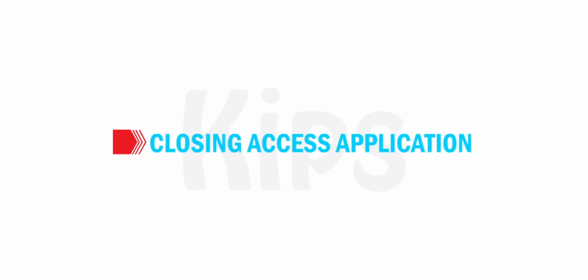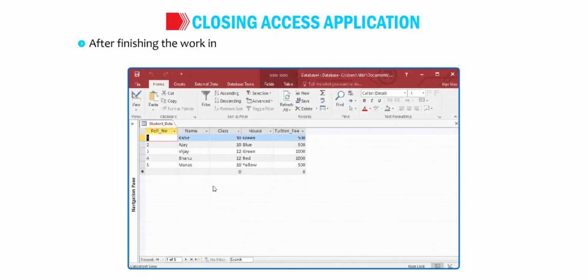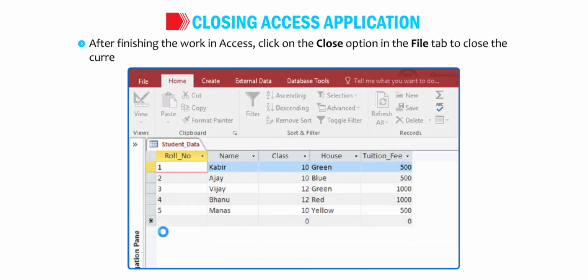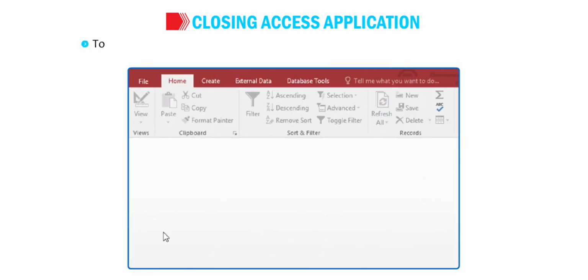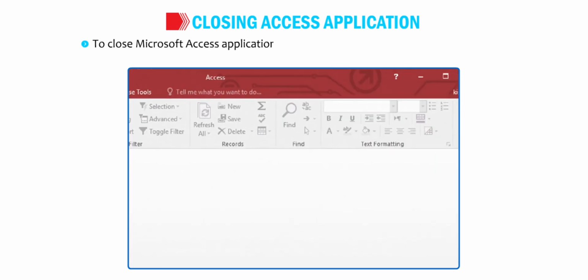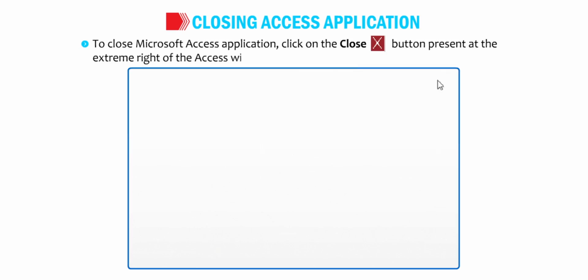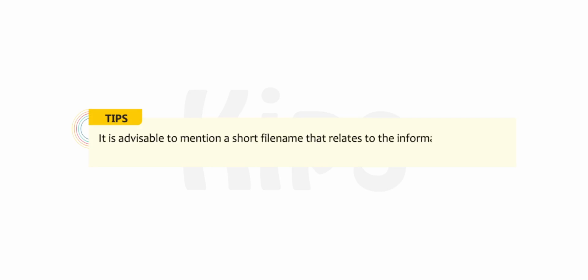Students, let me tell you how to close the Access application. After finishing the work in Access, click on the Close option in the File tab to close the current database. To close the Microsoft Access application, click on the Close button present in the extreme right of the Access window. Let me give you a tip. It is advisable to mention a short file name that relates to the information you store in your database.